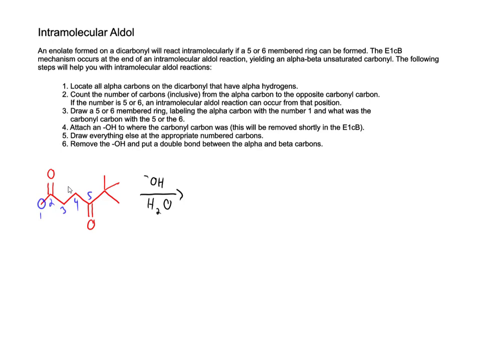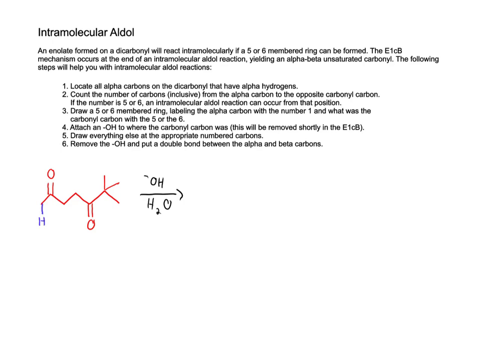Sometimes it will only work when we have the alpha carbons on the inside if it's a longer molecule. Other times it'll only work when we have a shorter molecule and we use the outside alpha carbons. Either way, you should check on them to make sure you have the correct number before you attempt an intramolecular aldol reaction. So we know we're going to remove that hydrogen. So let's draw that hydrogen in.